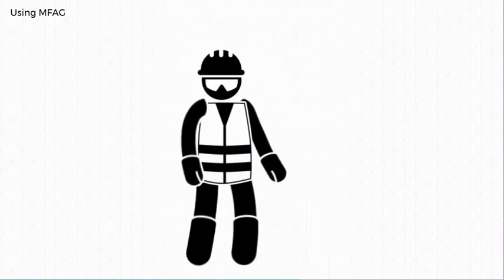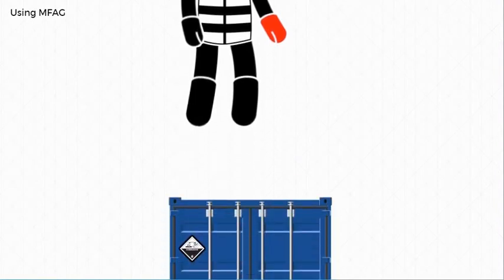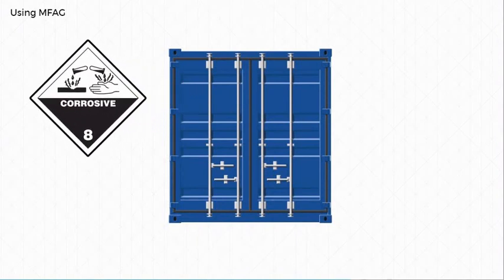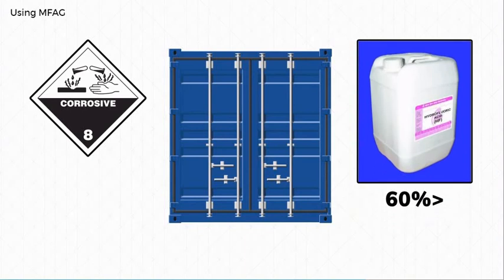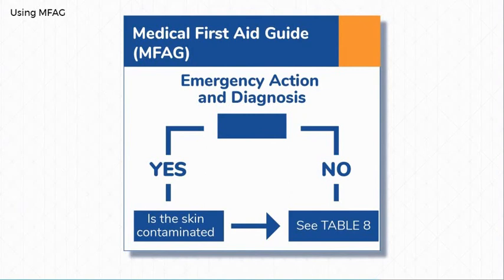A crew member has reported that his hand is very red, swollen and painful, with significant blistering. On examination, it appears to be a chemical burn. The crew member has been close to a leaking container of UN 1790 hydrofluoric acid with more than 60% hydrogen fluoride. Our first step is to follow the emergency action and diagnosis to identify the appropriate treatment table.